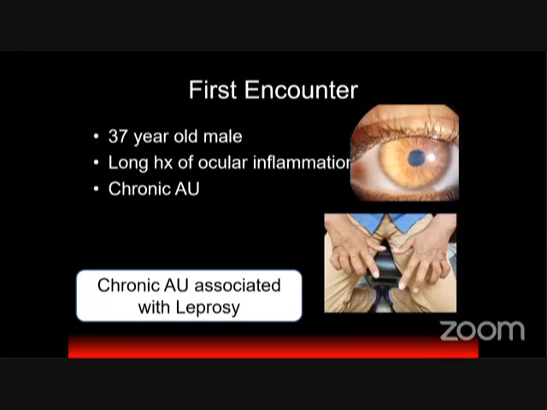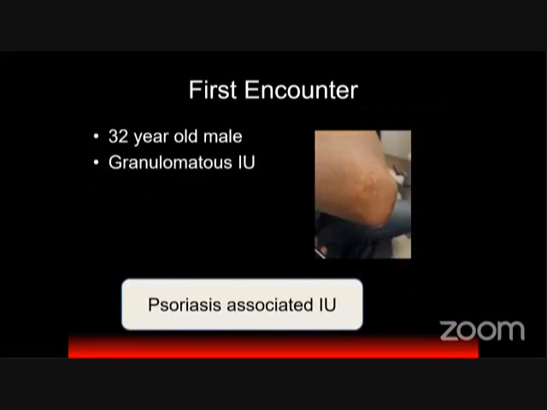A first encounter of a 37-year-old male with a long history of ocular inflammation, again of undetermined reason, chronic anterior uveitis, nothing in the posterior segment. But he has deformity in his hands. This is probably chronic anterior uveitis associated with leprosy. First encounter with a 32-year-old male. He has scaly skin lesions in places of contact. This is granulomatous intermediate uveitis. This is psoriasis-associated intermediate uveitis.